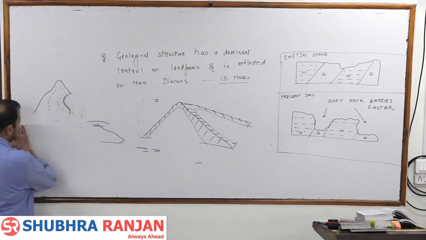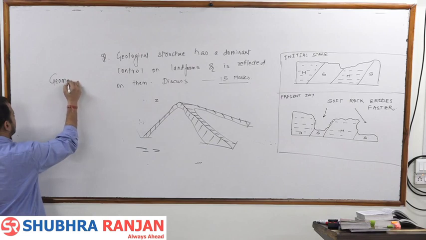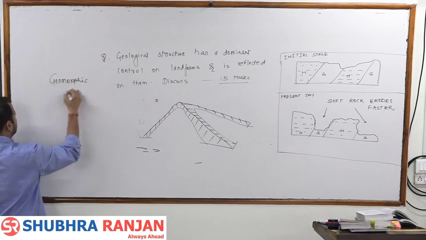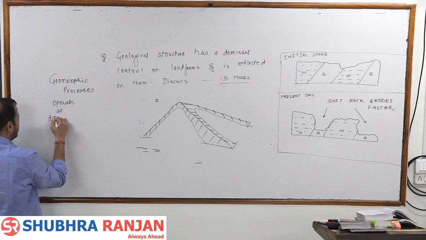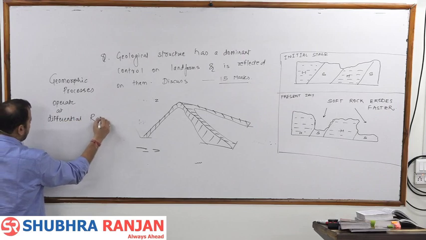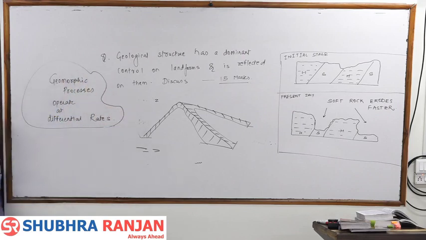Earth surface possesses relief because the geomorphic processes operate at different rates, या differential rates. Fine. This is what Thornbury said. पहला वाला is what UPSC said. दोनों का meaning is same. Fine. What you are going to write now?